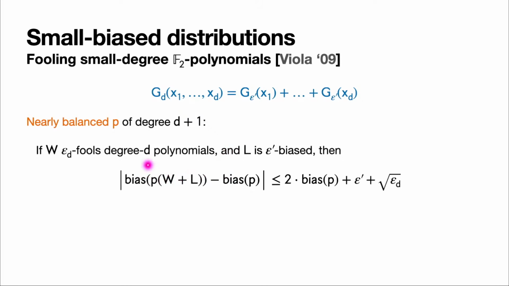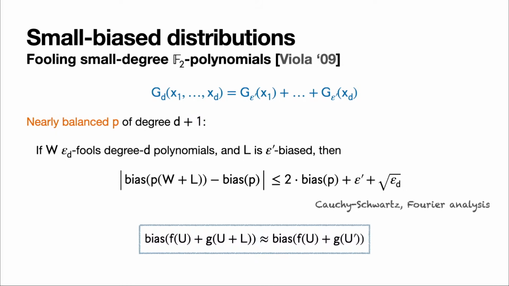If W fools degree D and L is epsilon prime biased, then W plus L, which is our actual construction, fools the bias. Actually, this is 0, so you can say approximate 0 with this L. Very elegant and clever proof.